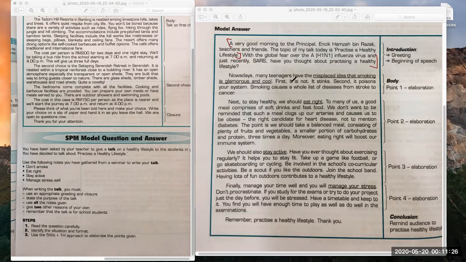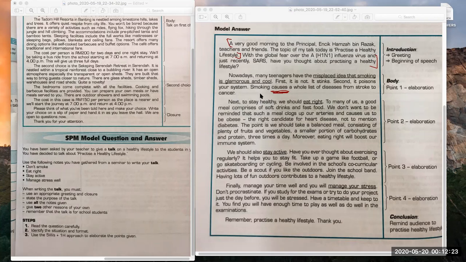First, it's not cool. It's not. It stinks. Second, it poisons your system. Smoking causes a whole list of diseases from stroke to cancer. Okay, you always get confused with this word. So I want you, if you're watching this, to remember that this is a very common word that you always use, but you always use the wrong word. Okay, smoking causes, a whole list, a list of diseases from stroke to cancer.